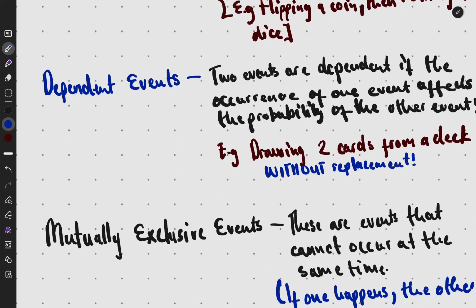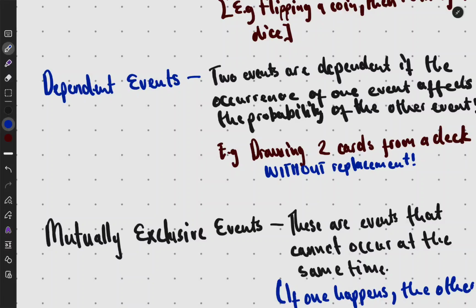Because remember, probability is going to be the number of trials over the total trials. So now when you pick and you don't replace, the total is going to be affected, which means the probability on the second pick is going to have less total than the probability on the first pick. So that's going to change the probability.